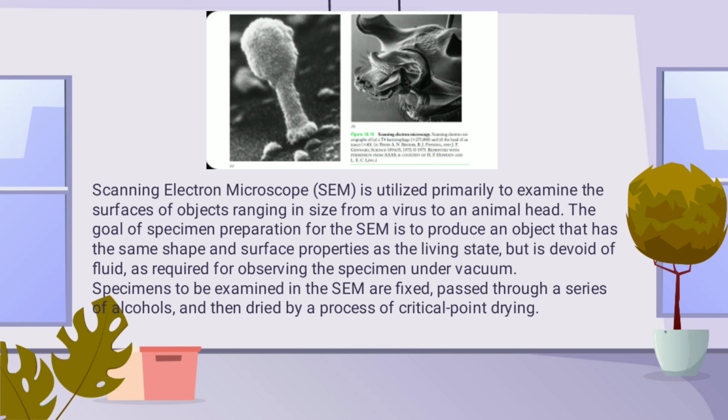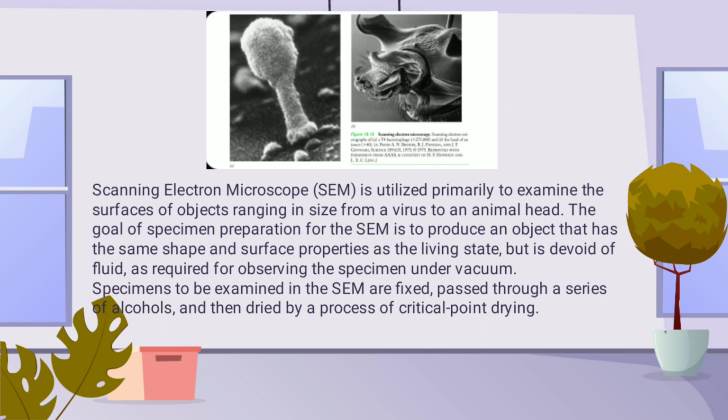The goal of specimen preparation for the scanning electron microscope is to produce an object that has the same shape and surface properties as the living state but is devoid of fluid as required for observing the specimen under the vacuum. Because water constitutes such a high percentage of the weight of living cells and is present in association with virtually every macromolecule, its removal can have a very destructive effect on cell structure.